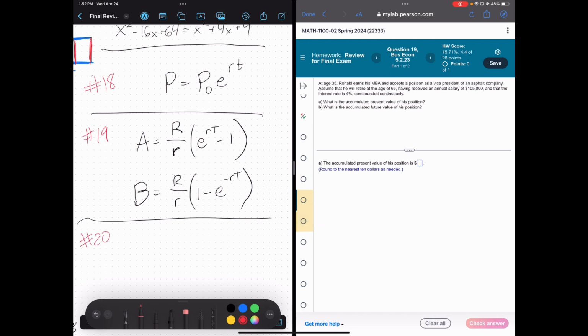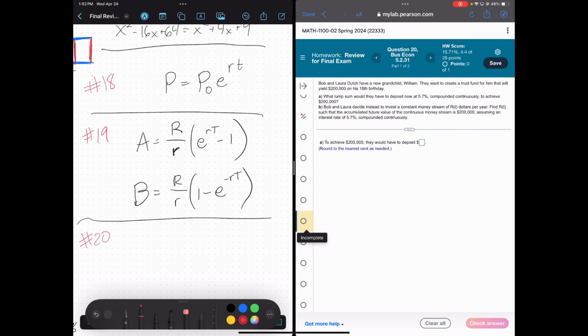Number 20. And this is a mix of the two. Okay? This is the problem where Bob and Laura Dutch, what's a good grandparents' names, have a new grandchild, William. They want to create a trust fund for him that will yield $200,000 on his 18th birthday.